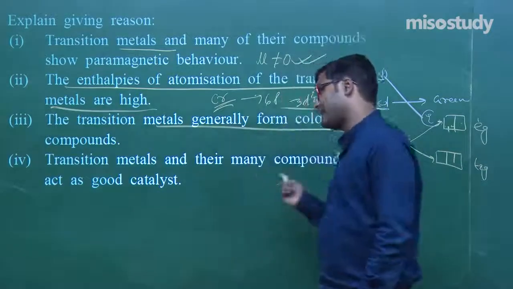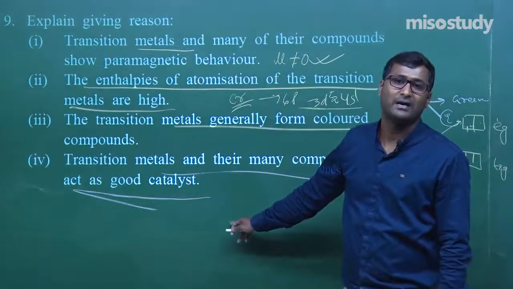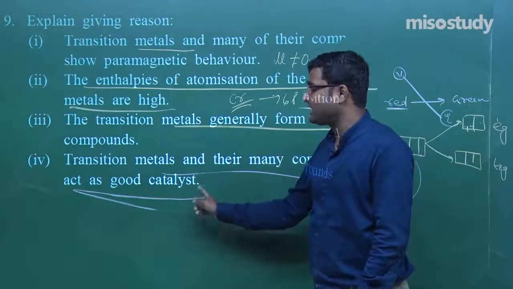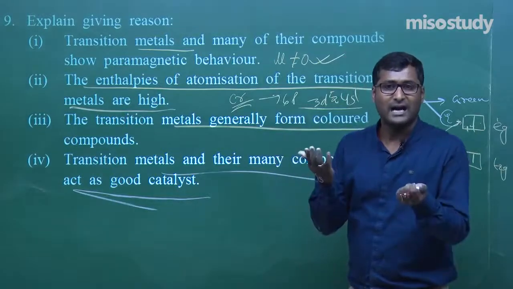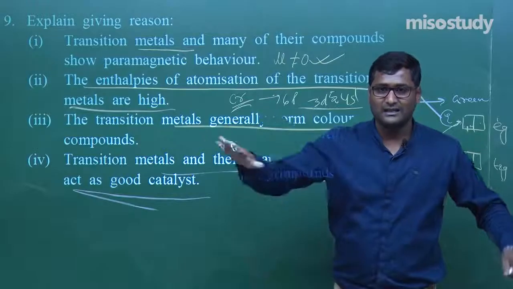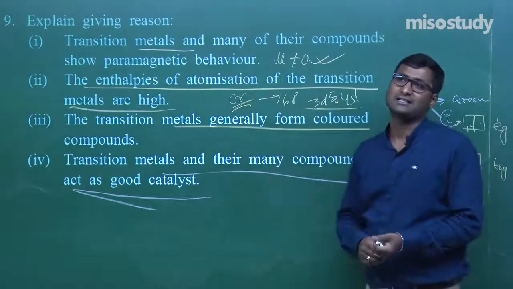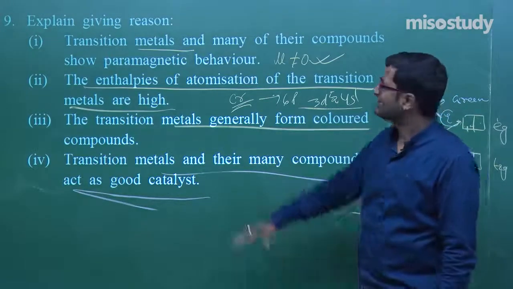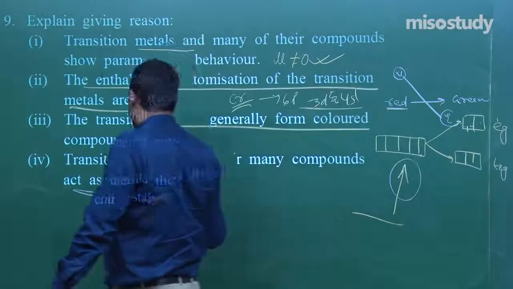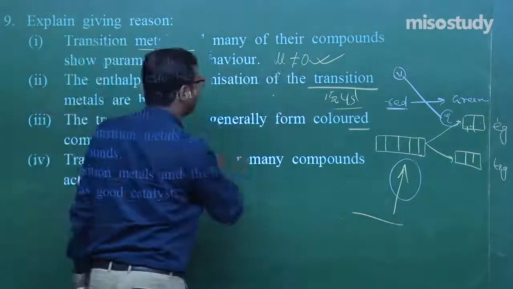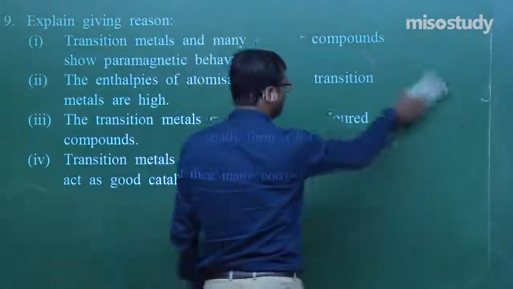Only d-d transition. Again, transition metals and their many compounds are good catalysts. Why good catalyst? Because they have unpaired electrons. They provide a surface. They have variable oxidation states, that is they help to form the intermediate compound. And they are generally solid, that is surface catalysis, they provide a surface to proceed the reaction. Due to this reason, they act as good catalysts, my friend. Am I right? All totally depends upon the number of unpaired electrons. If you forget this question, so what to do? Explain like they contain unpaired electrons, and due to unpaired electrons this happens. Clear? Now let's move to the next question.